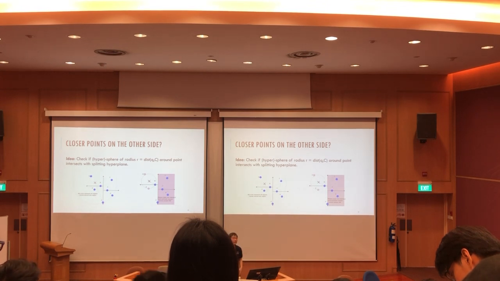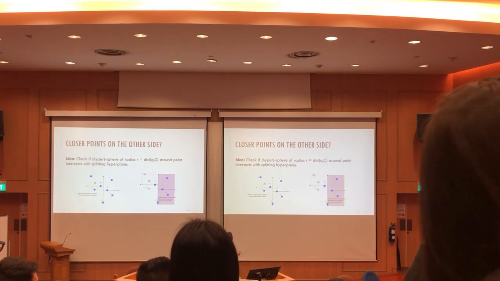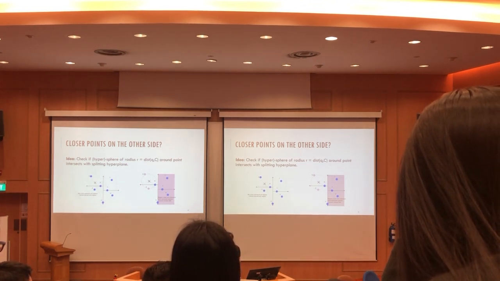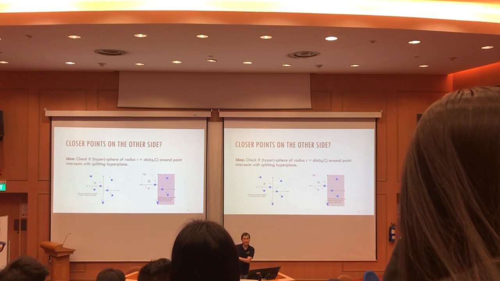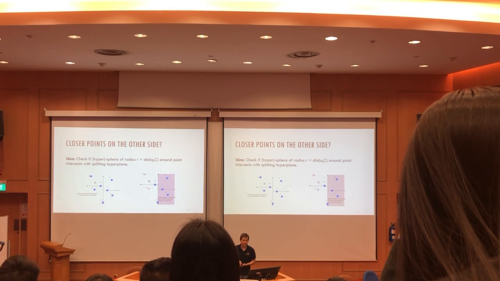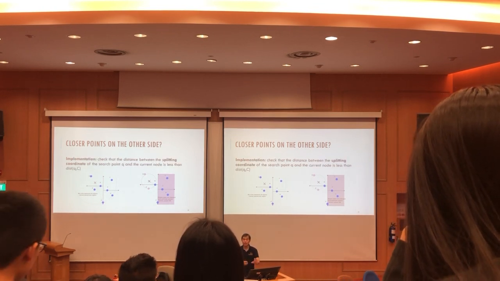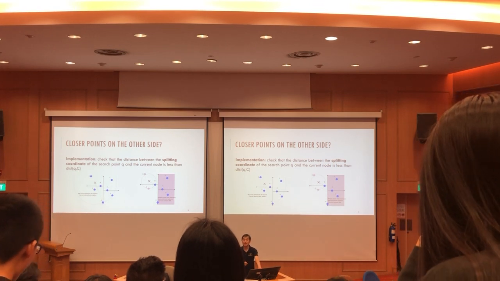So I'm looking at the distance to the candidate point and seeing whether it overlaps with the other regions or not. If it overlaps with the other regions, it must be the case that I haven't examined it, but there could be something there which is closer to me. So I need to check it out. It turns out the implementation is very straightforward to do this.